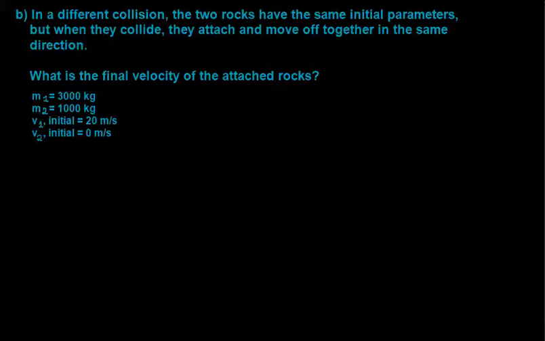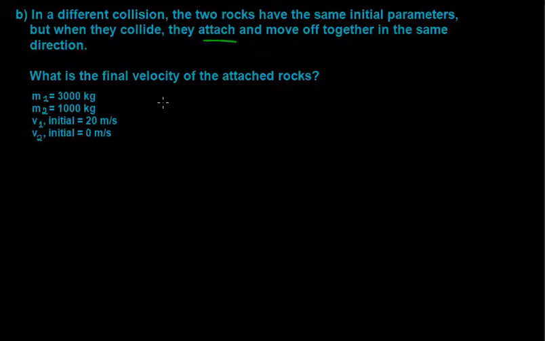So this is part B of our two rocks in space colliding problem, and it says that in a different collision, the two rocks that we had will have the same initial parameters, but this time when they collide, they attach and move off together in the same direction. Whereas the first time when they collided, they didn't stick together and they ended up with two different final velocities. So part B is now asking what is the final velocity of the attached rocks.